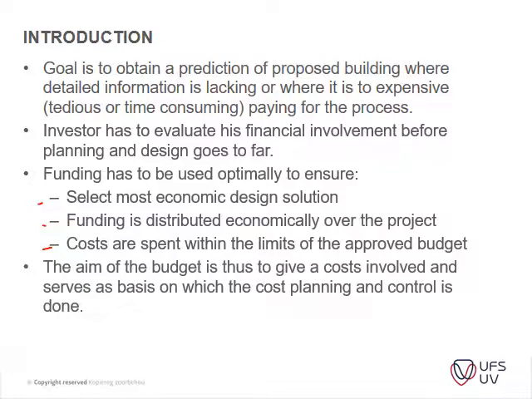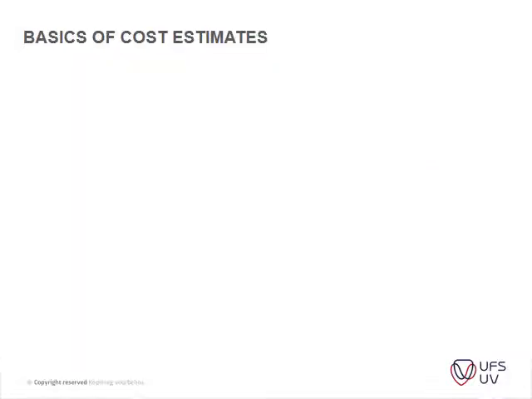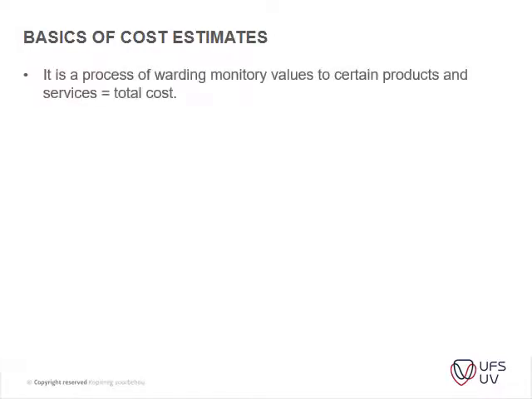The aim of the budget is thus to give the cost involved and serves as the basis on which cost planning and control is done. Okay, and then you can go through page 32 for some additional information. Okay, cost, the basics of cost estimation. So it's the process of awarding monetary values to certain products and services to try and estimate what the total cost is.